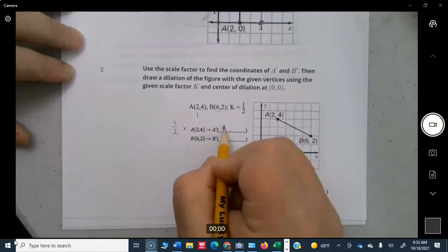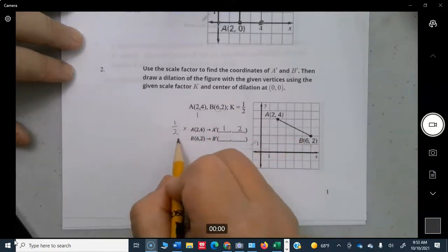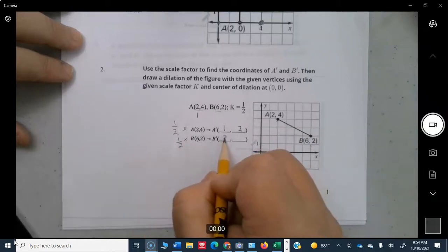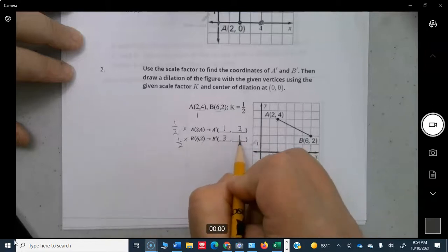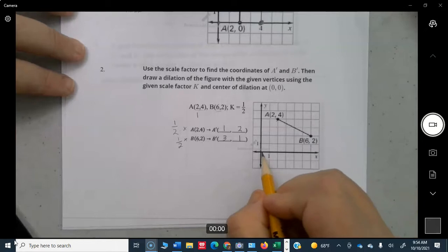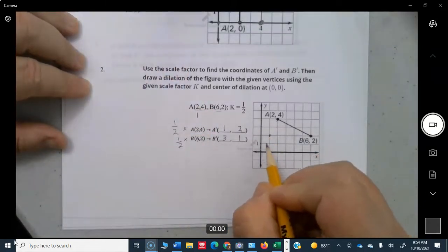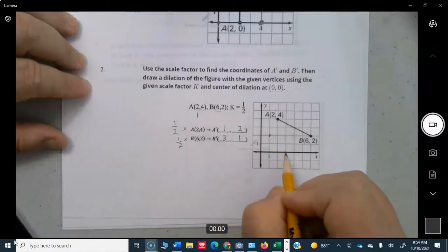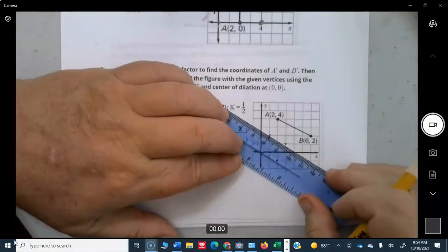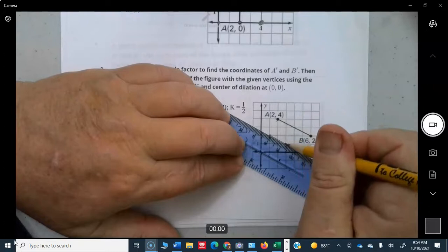So 2 times 1/2 is 1, and 1/2 times 4 is 2. And then this is also going to be times 1/2. 1/2 times 6 is 3, and 1/2 times 2 is 1. So our new endpoints of the line are going to be this one, 1, 2, and this one is 3, 1. So we'll draw that, and we'll check to see if it really did what it was supposed to do.